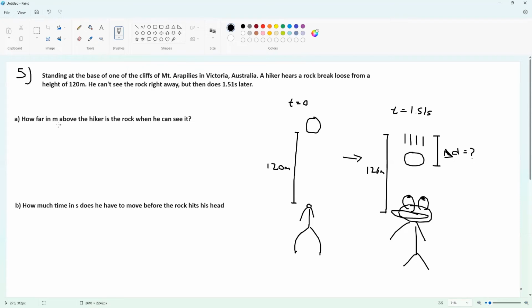So how far above in meters is the rock when he can see it? If we look at this, we can see what distance above the guy it is. It's going to be this 120 meters minus whatever distance it covered while the guy wasn't looking. So in order to find this, we need to find this. So let's start with writing our kinematic formulas.